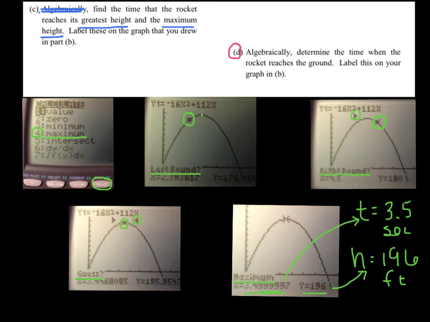We're going to do D, and this time, again, we're going to do it graphically, not algebraically. We're going to determine the time when the rocket reaches the ground. Okay, now when they say ground, I want you to think x-axis. When does this parabola hit the x-axis? In other words, what are its x-intercepts? And then we're going to label this on our graph.